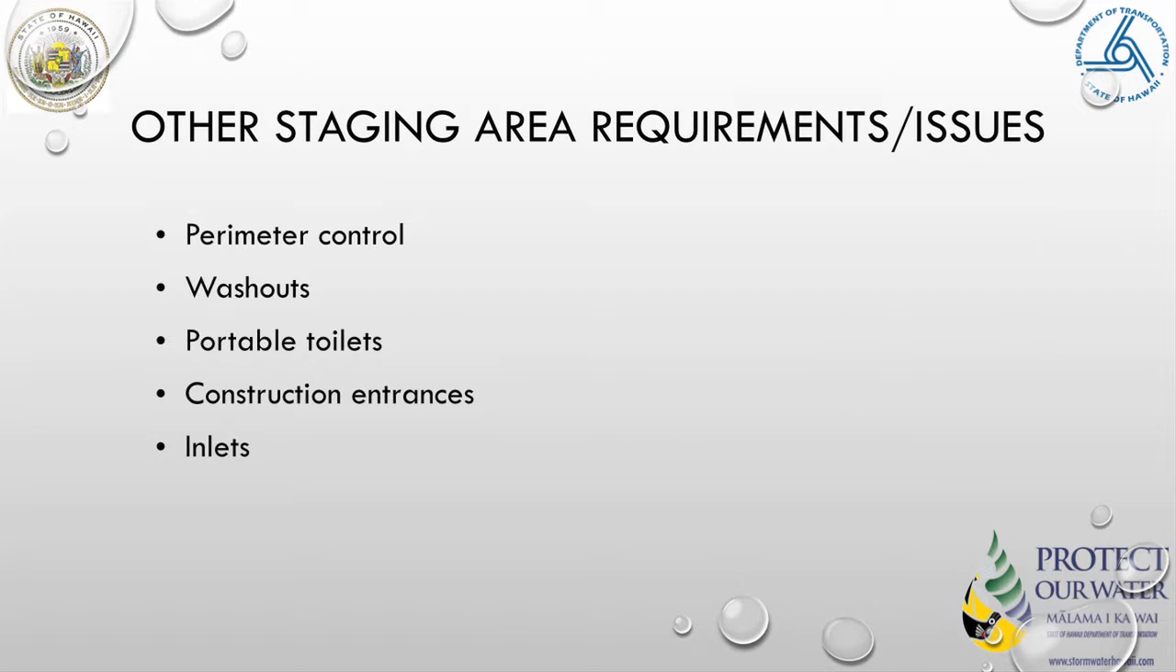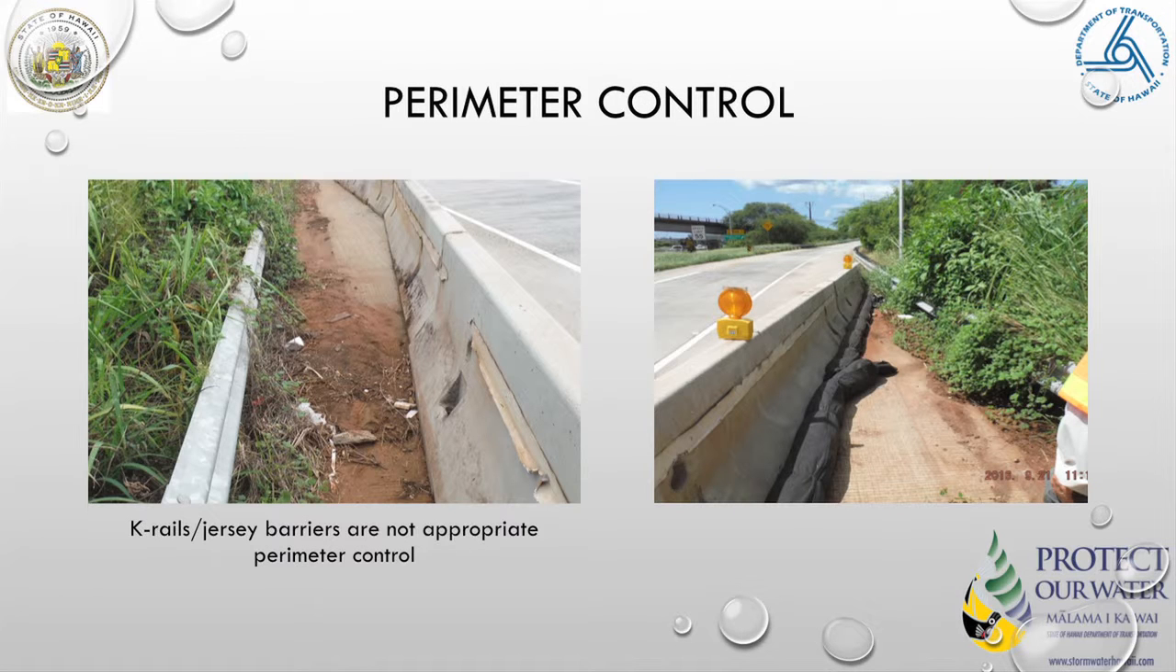We mentioned some other staging area requirements or issues. Perimeter control, concrete washouts, portable toilets, construction entrances, and inlets. Jersey barriers are not perimeter control. This is not a staging area photo, but it gives an example of what we're talking about. There are gaps in between the Jersey barriers. There's also the pukas underneath where the pick points are.